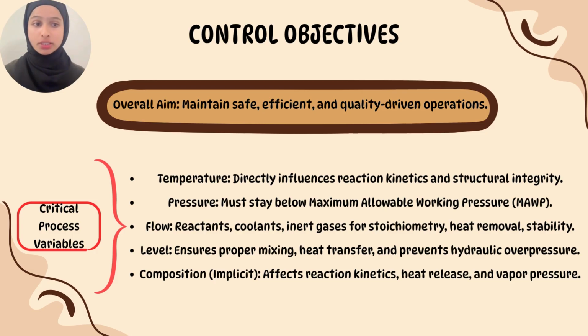Finally, there's composition. While we don't always directly measure this, knowing what's inside the reactor is crucial. Wrong ingredients or impurities can change how the reaction behaves, affecting heat and pressure. We monitor other factors to make sure the chemical mix is safe and correct. So, by carefully controlling these main variables, temperature, pressure, flow, level, and composition, we keep our reactors running safely, efficiently, and produce the quality product we need.